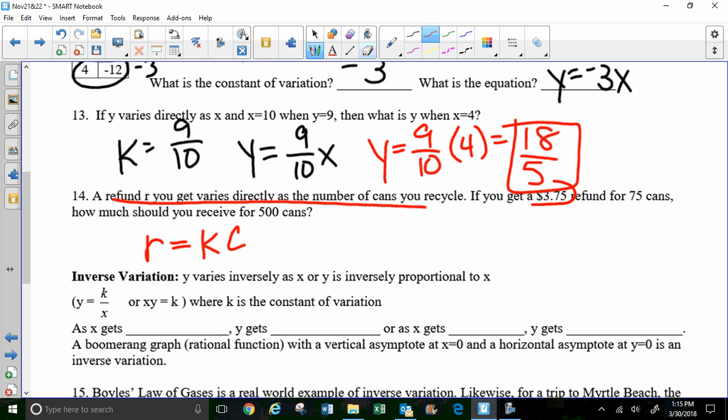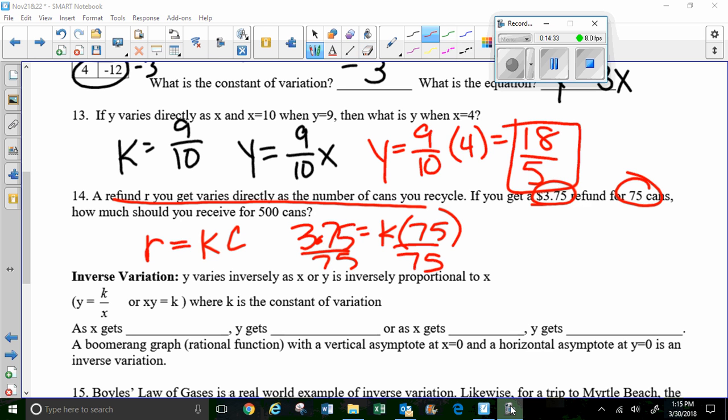So we're going to use this pair that goes together to first find my constant. How much am I going to get per can? So replace R, the refund, with $3.75. This time we're looking for K. And replace C with the number of cans. And then divide both sides by 75. You might have to use your calculators here, I know that I do. And you would get 0.05. So 5 cents per can.